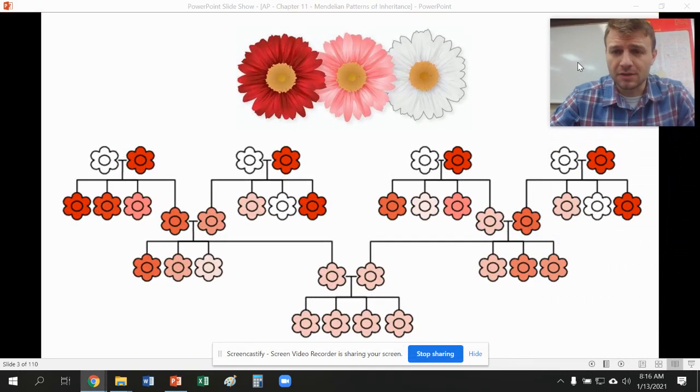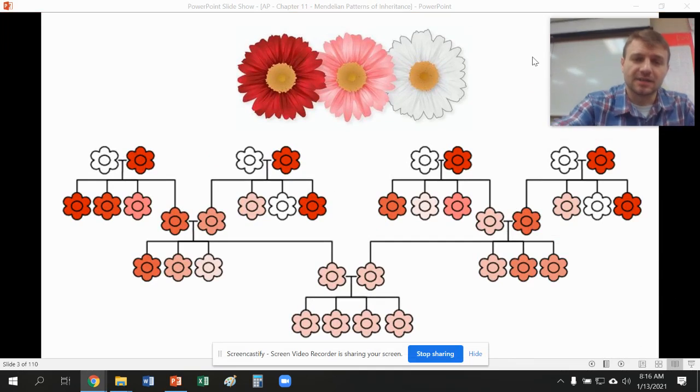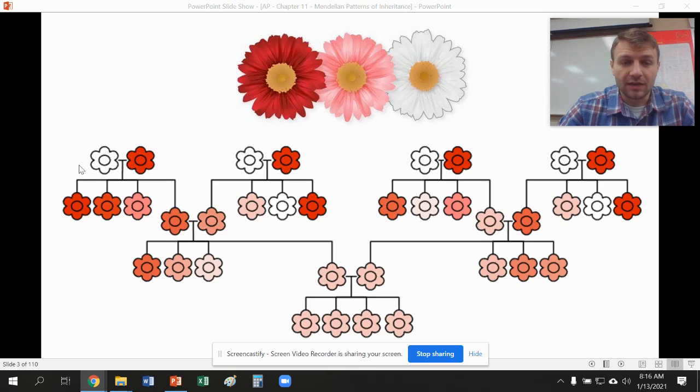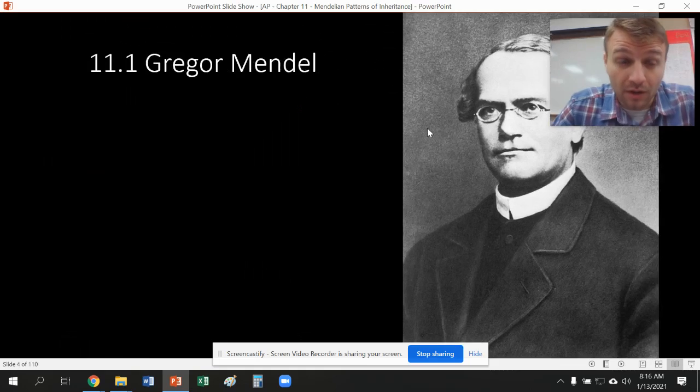To give you an example, what this blending hypothesis is stating is you can see this red and white flower. If they would mix, you would get pink. Even if you start out with all red and white flowers, eventually you would get all pink flowers because they would just keep mixing and mixing and mixing. And obviously, we don't see that today. We see that traits are independently inherited. So this blending hypothesis is wrong.